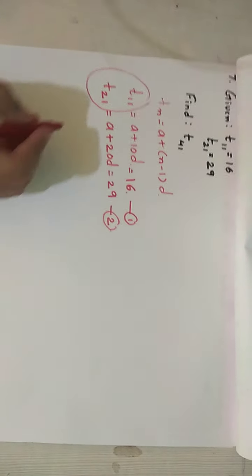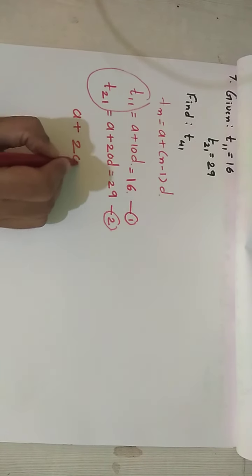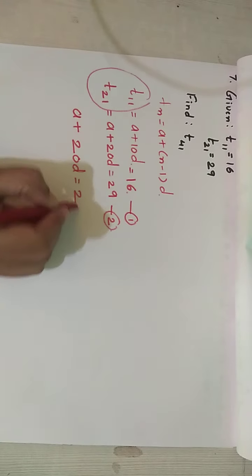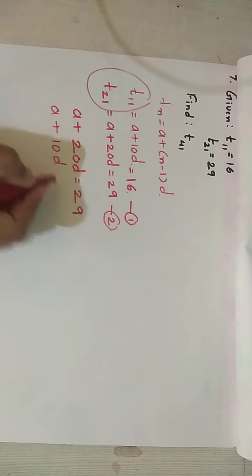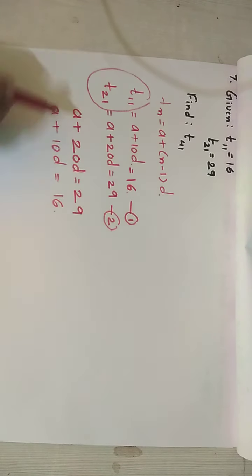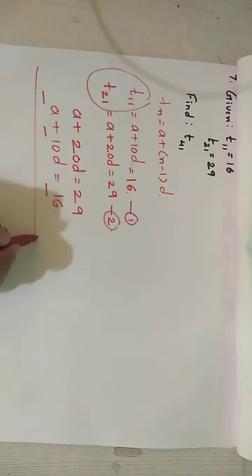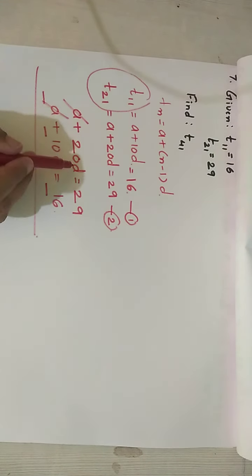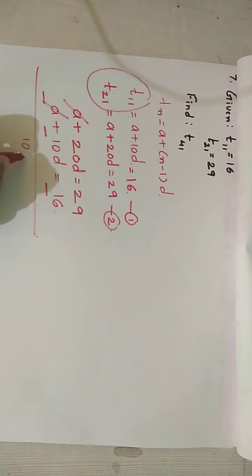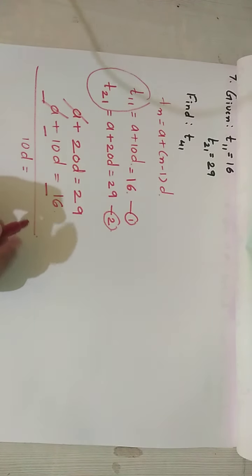Let's write down equation number 2 first. A plus 20D equal to 29. A plus 10D equal to 16. If you'll observe, A and A are the same. So if we subtract, if we change the sign, A minus A will get cancelled. 20D minus 10D will be 10D, and 29 minus 16.